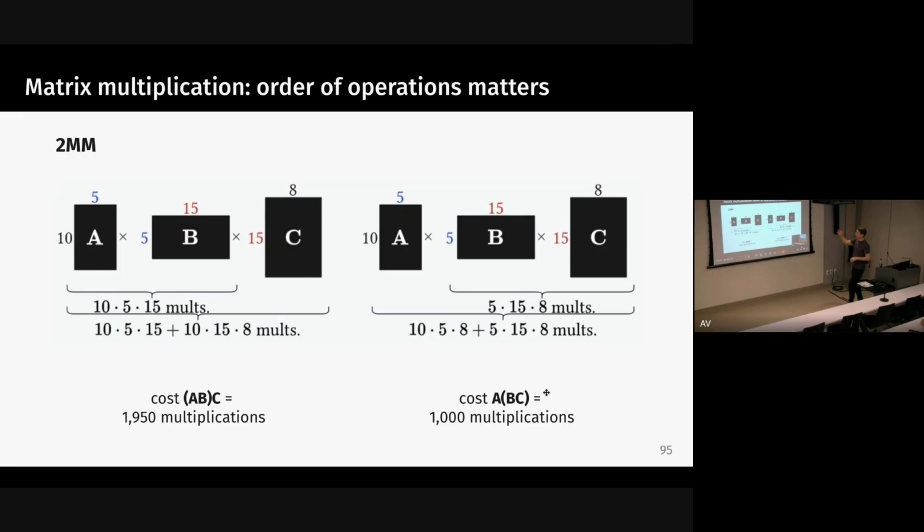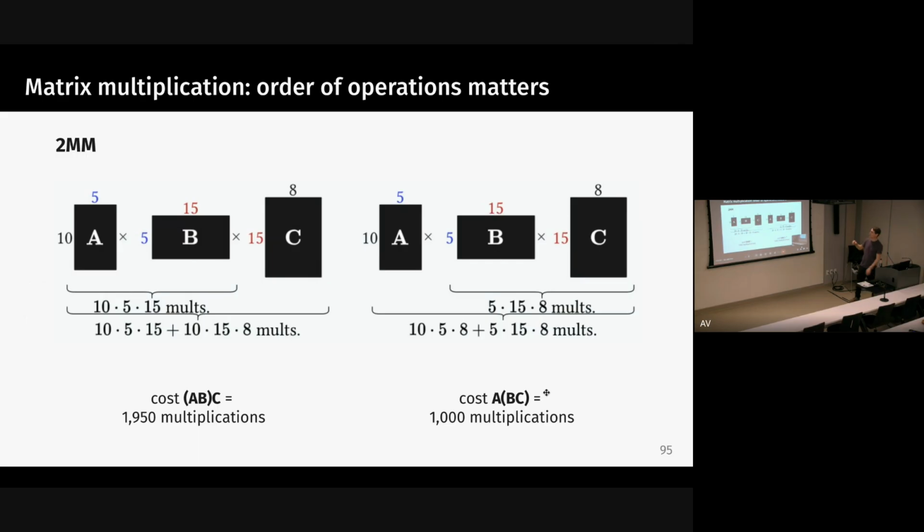So as you all know, if you have multiple matrices to multiply, in this case, this is called 2mm. We do 2 matrix multiplications. We have 3 matrices, A times B times C. The number of operations that you have to do depends on the order in which you're multiplying your matrices. Okay, again, for machine learning people, this should come as no surprise. If you look at this small example, if I first do A times B, then times C, that will lead to about 2,000 multiplications. On the other hand, if I do A times B times C in the other order, I'm down to 1,000 multiplications.